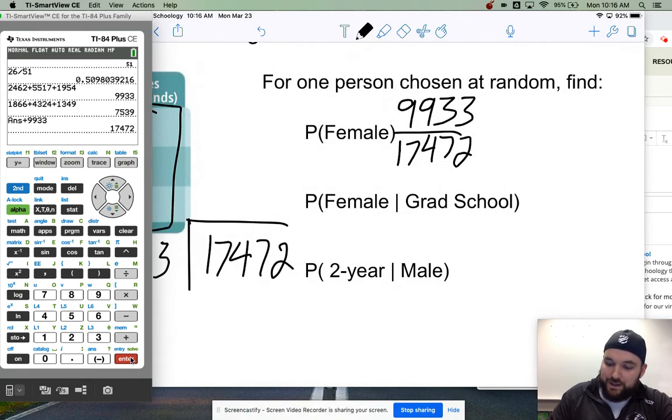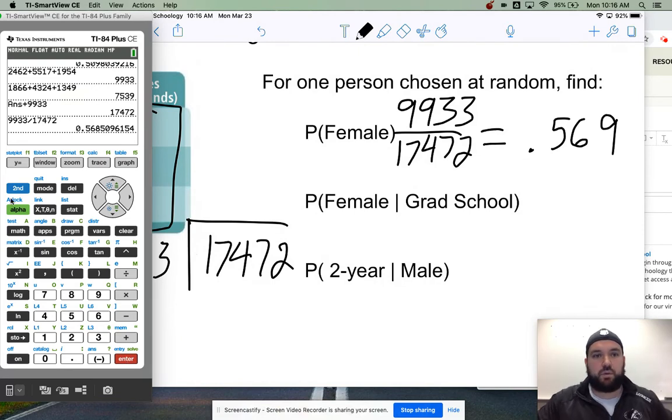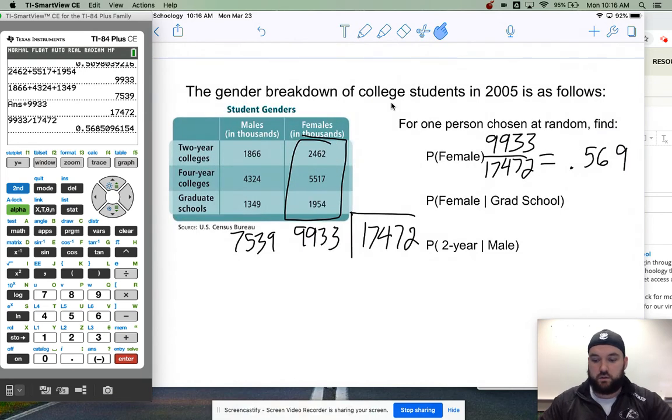Okay. And again, for these big numbers, we're probably not even going to care about the reduced fraction version. I'm going to go ahead and just put it as a decimal. So 0.569. So about 56.9% chance that you choose a female if you pick at random.